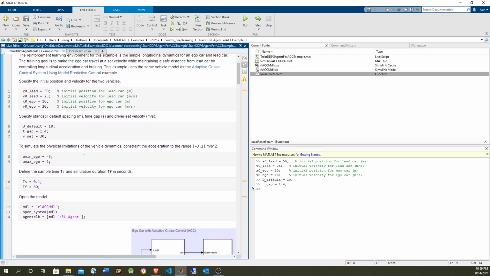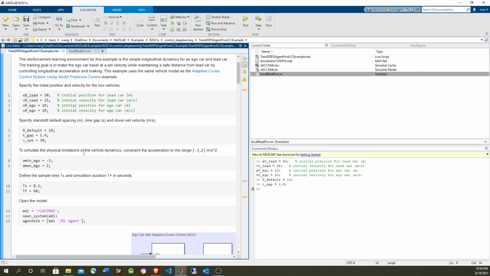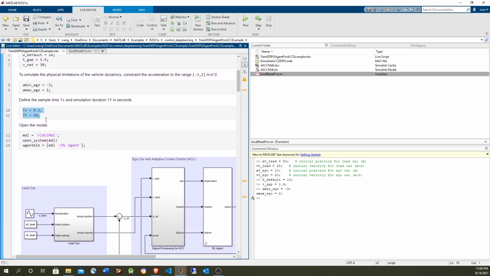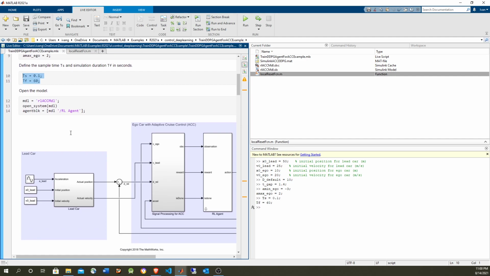Okay, so the only thing in this model that we can control is the pedal of the car, the acceleration. We're going to limit that between -3 and 2 meters per second squared. So that's going to be our acceleration limits, and we're going to use a sample time of 0.1 with a final time of 60 seconds. This is going to be the model.